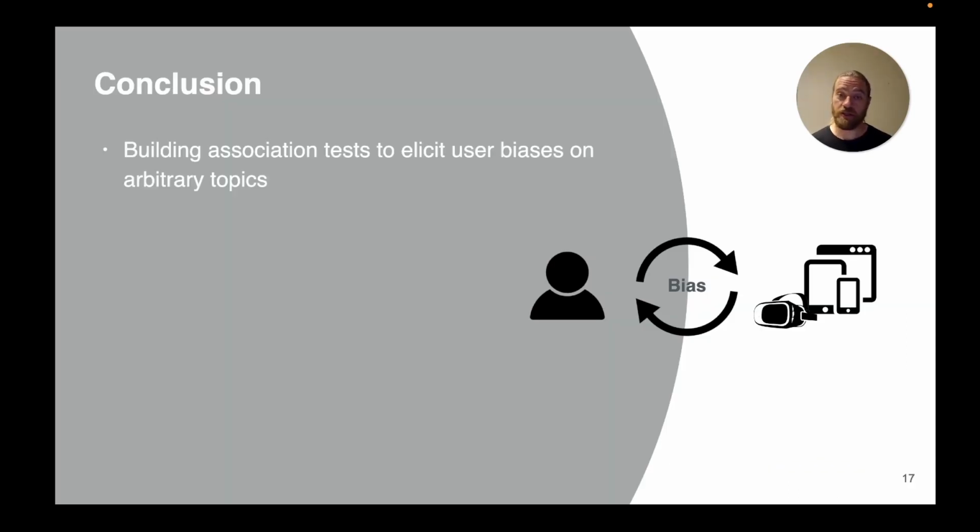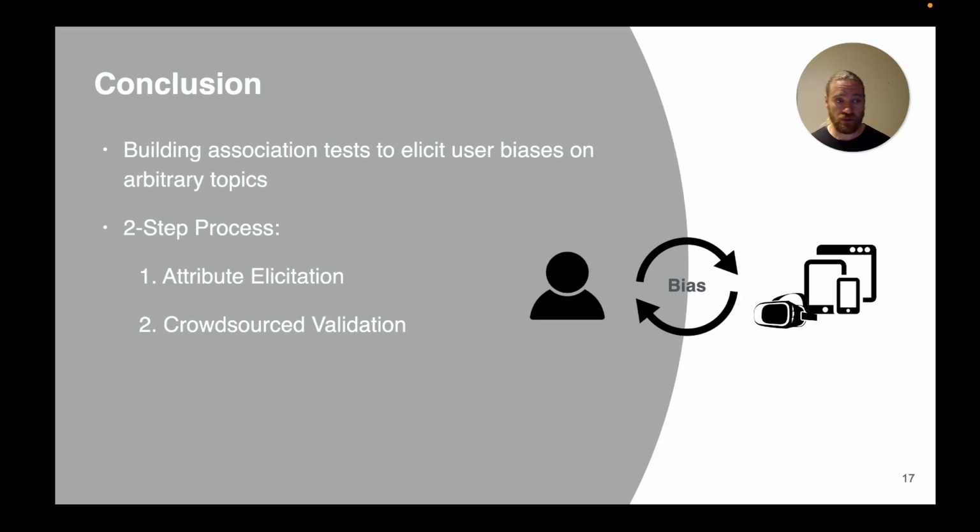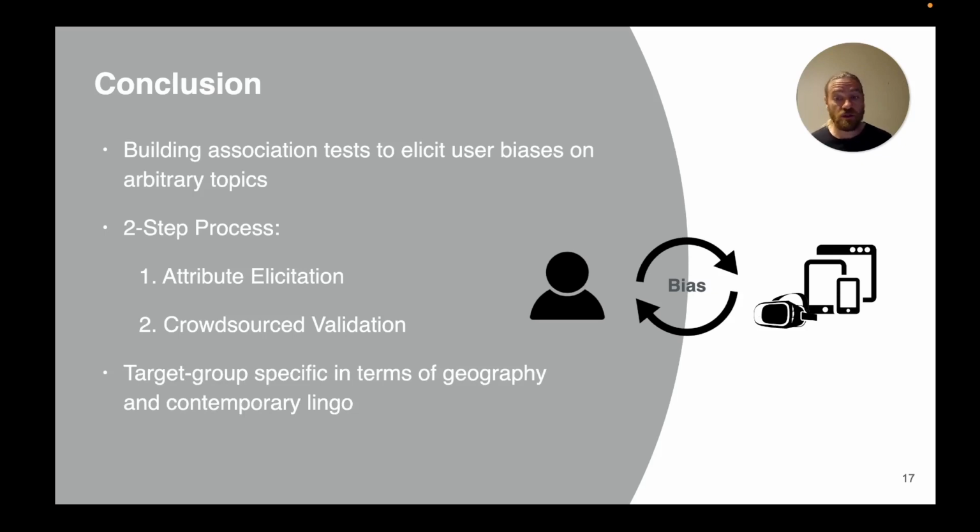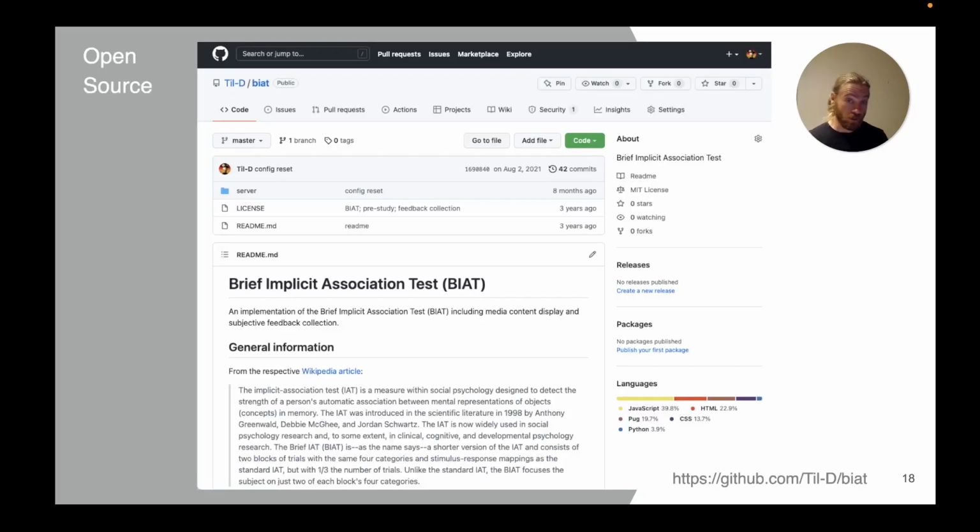So, in order to study the effect of user bias on system usage and vice versa, we present a web tool for ground truth collection on users' implicit tendencies. This tool is seeded with word sets that are created through our 2-step method. And we have shown that the word sets created with this method are target group specific in terms of geography and contemporary discourse language. And so, we release our BIAT tool, open source, for the community to conduct research on cognitive biases and their role in computing systems.